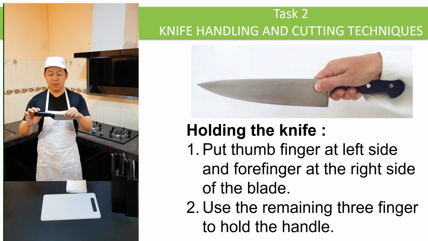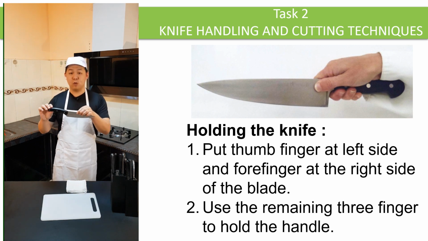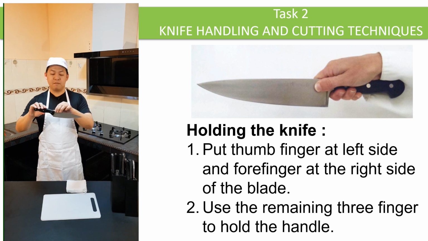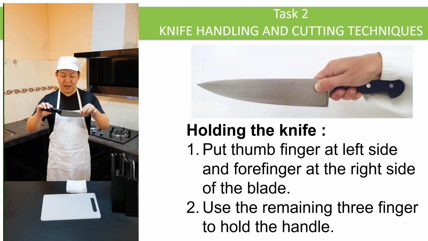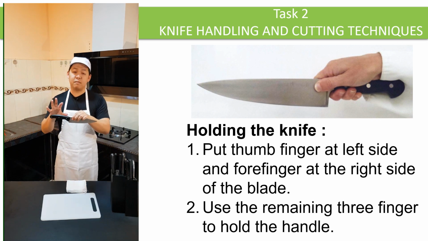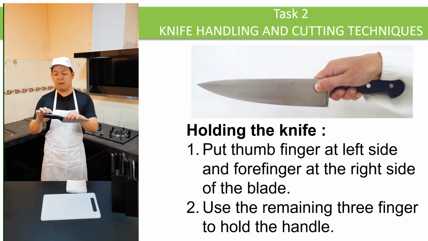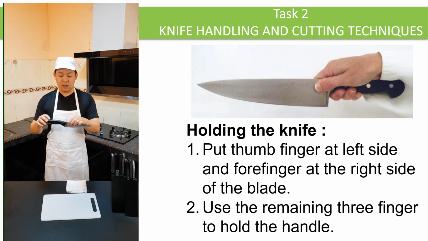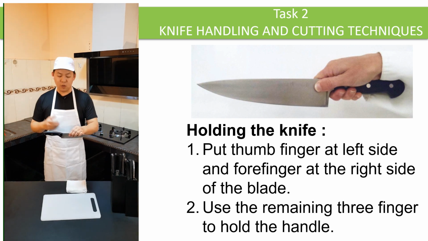Basically, a knife has 2 parts. The first part, we call the handle. The second part, we call the blade. Usually the handle is made from wood, and sometimes from plastic or even metal. Alright? Okay, how are we going to hold a knife?